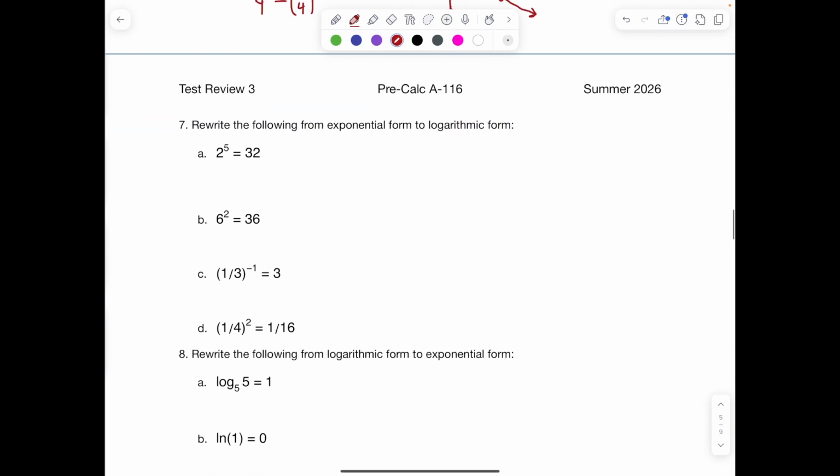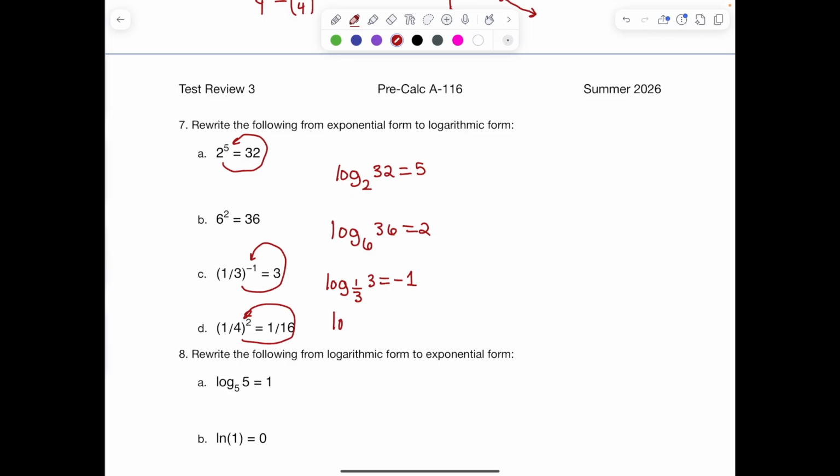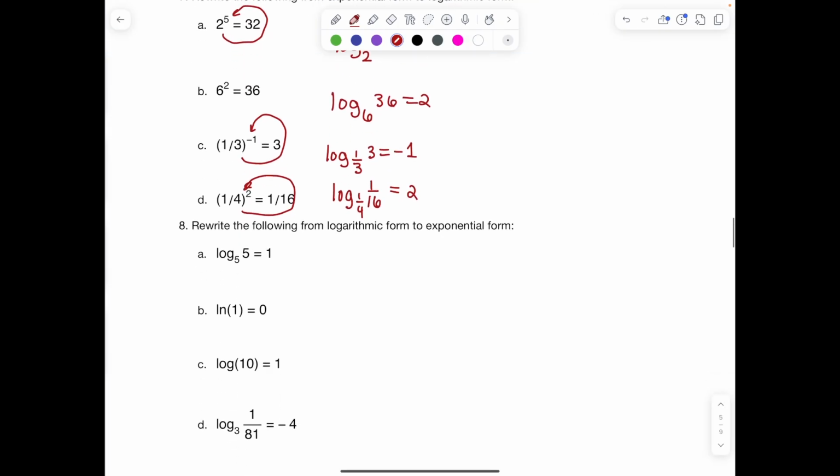Okay, rewrite the following from exponential form to log form. So remember, if we have something like this, we do our little swing around. So that should be log base 2 of 32 equals 5. Log base 6 of 36 equals 2. Log base 1/3 of 3 equals negative 1. Okay, right, we're swinging it around. So now I have log base 1/4 of 1/16 equals 2. Okay, so that's what we're interested in.